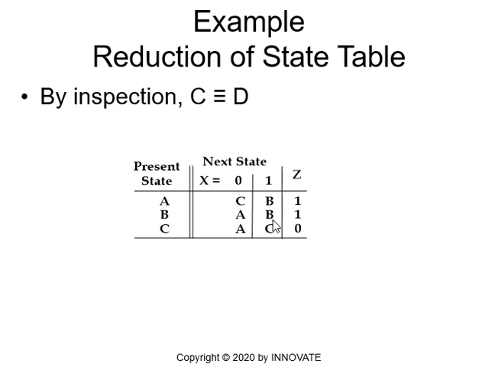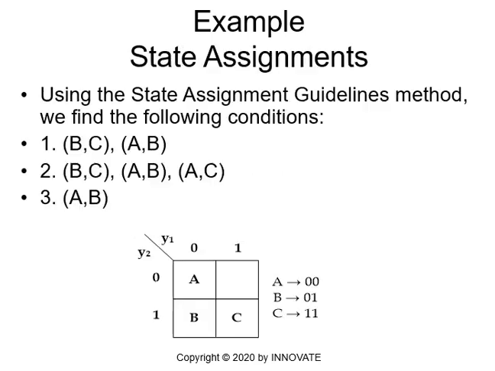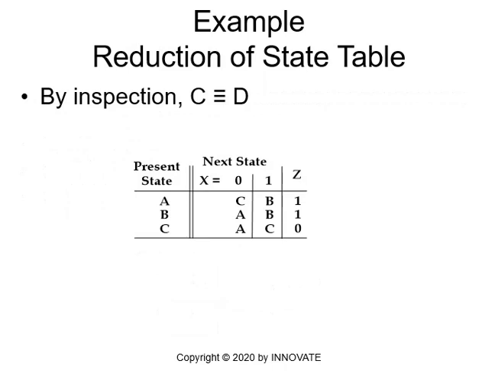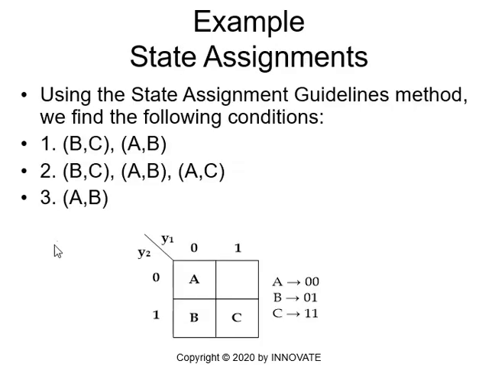Now, guideline number 2, we are looking for the next states for each present state. So I have BC, AB, and AC. So guideline number 2 will be BC, AB, and AC. And guideline number 3, present states that have the same output, and I have AB. AB must be adjacent to each other. So clearly AB is repeated in every guideline, guideline 1, guideline 2, guideline 3. So I must meet AB.